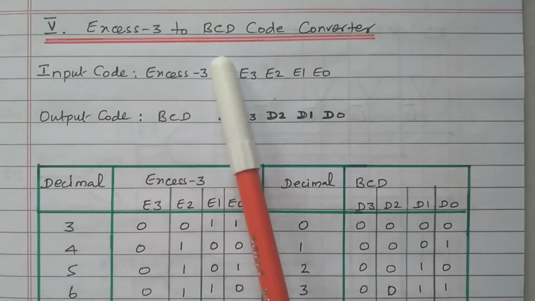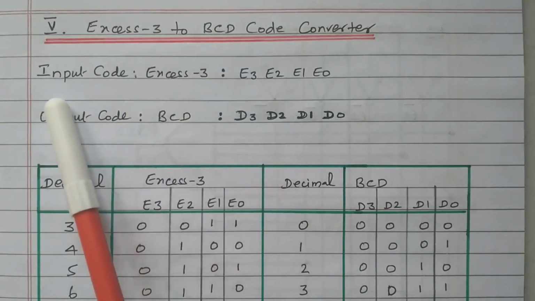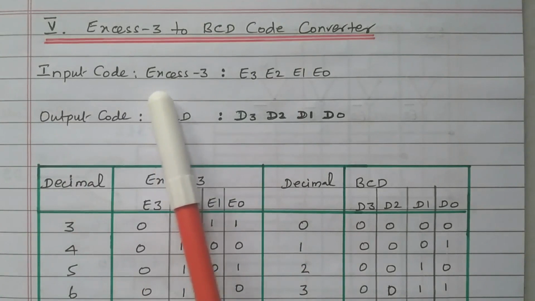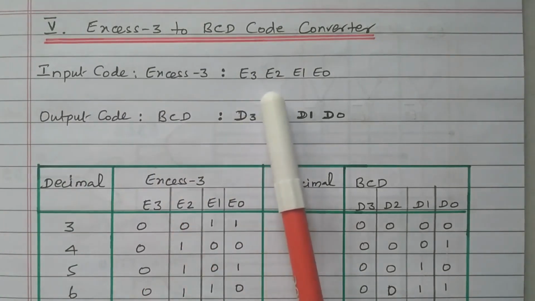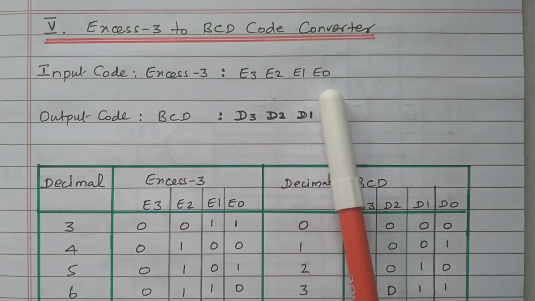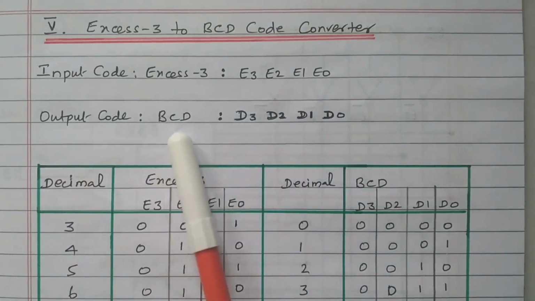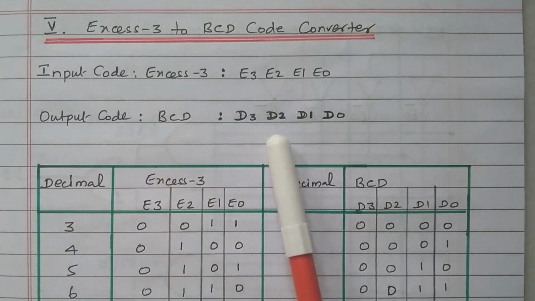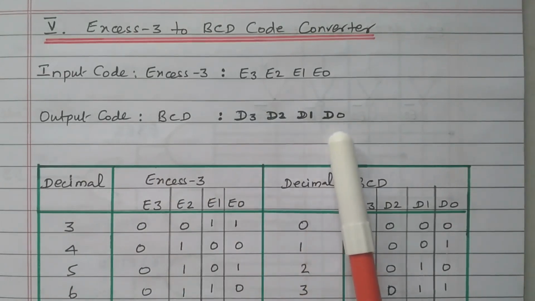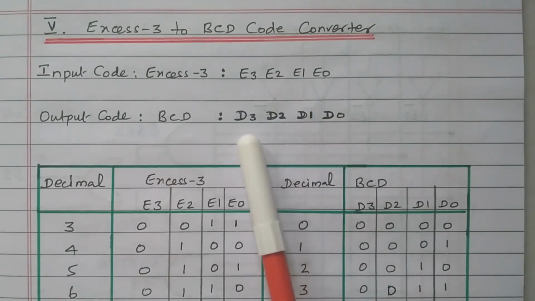Here it is XS3 to BCD. So we'll assign the input code. The input code is the XS3 code, assigned as E3, E2, E1 and E0. E0 is the LSB, E3 is the MSB. The output code is BCD, represented as D3, D2, D1 and D0. D0 is the LSB, D3 is the MSB.